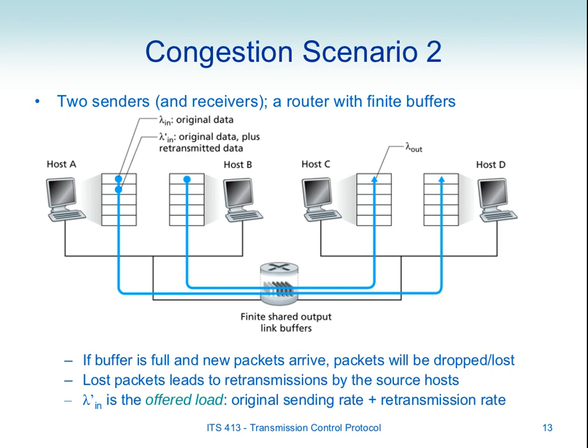If packets are going to be lost, then that means our source will have to retransmit. So in this scenario, we denote lambda in as the original data, the sending rate of the original data. Lambda in prime, up here, is the original data plus retransmitted data. That's the total amount that's being sent by host A, lambda in prime. The original data, lambda in, plus all retransmissions. It's often referred to as the offered load. It's the amount the hosts are offering the network. They're loading the network with that traffic.